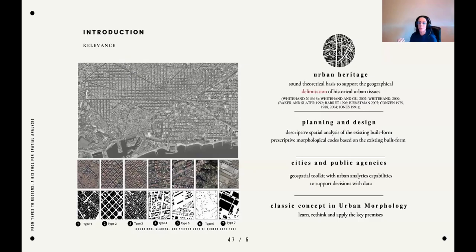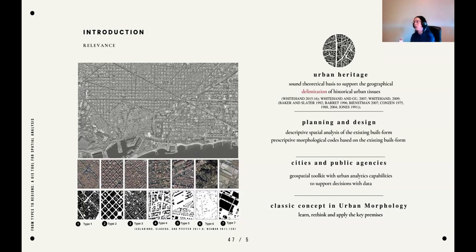So one might ask, why is it important to define these patches? We can take, for instance, different perspectives to justify the relevance of identifying these regions of homogeneous types. If we take, for instance, an urban heritage perspective, by defining these patches, we are also providing a sound theoretical basis to support the geographical delimitation of historical urban tissues. If we analyze it from a different perspective, for example, planning and design, we're also providing a descriptive spatial analysis of the existing built form.